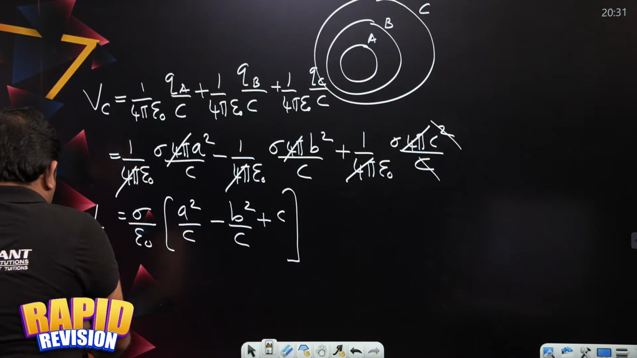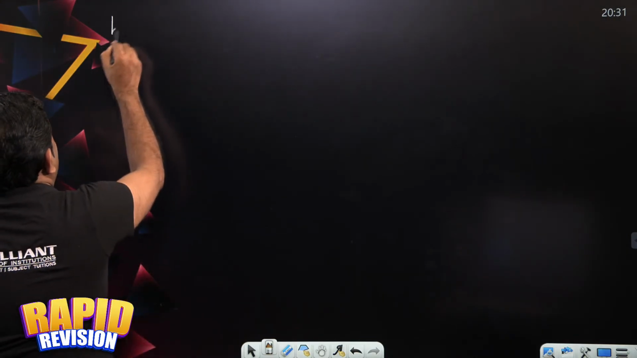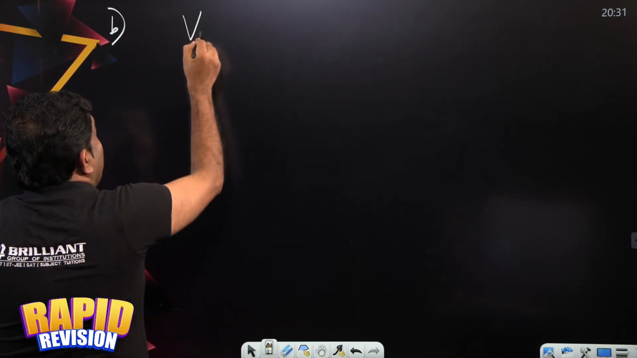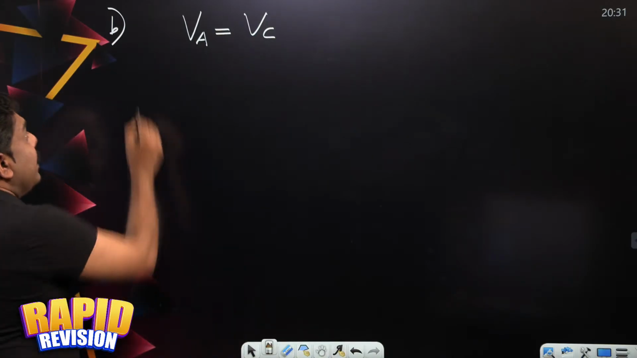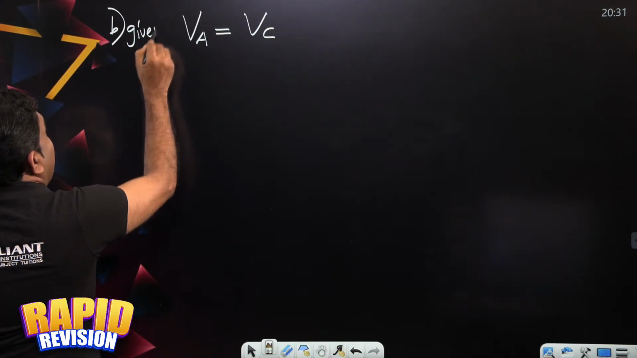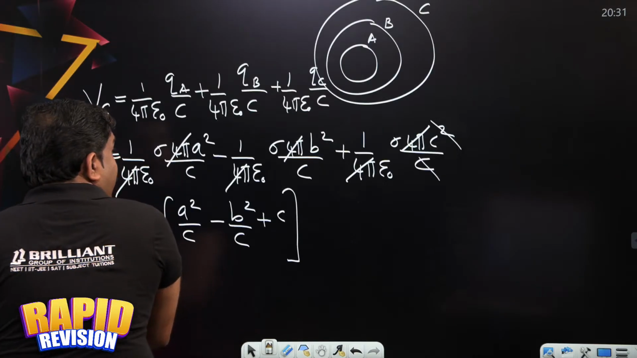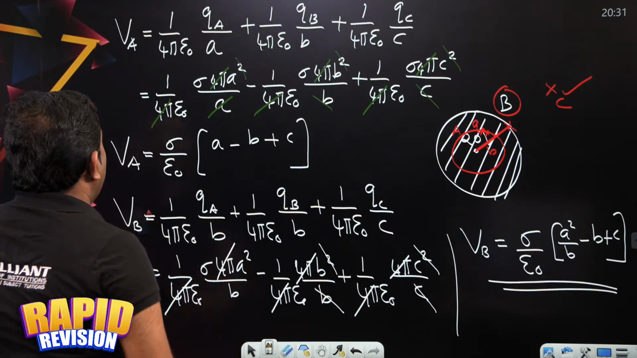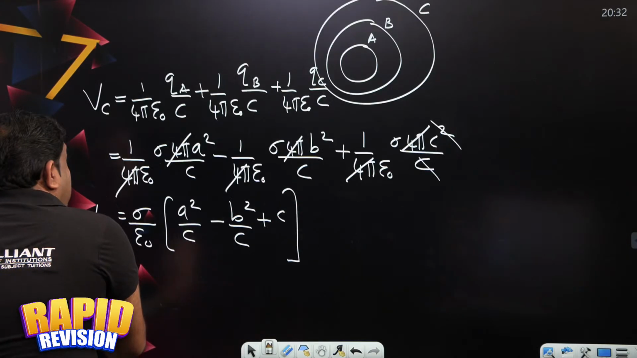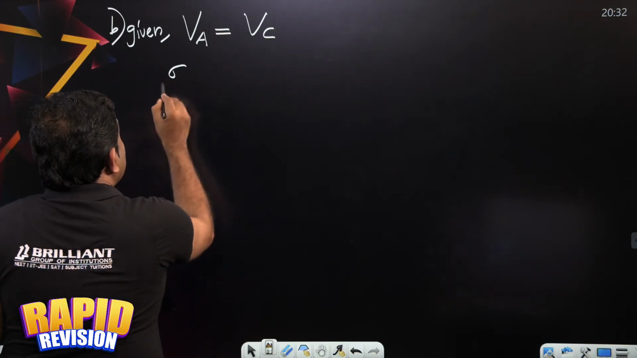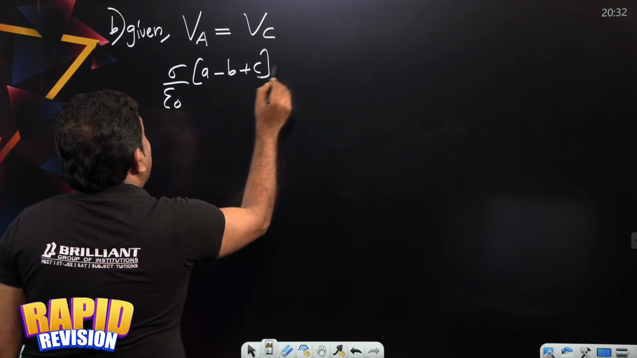So we are explaining the B part of the question now. Please see, what is in the B part? It's given that the potential at the shell A is equal to C. This value is given: VA equal to VC. Now what is VA? The VA value we calculated just before: sigma by epsilon 0 into A minus B plus C.